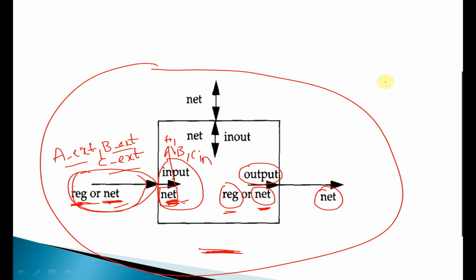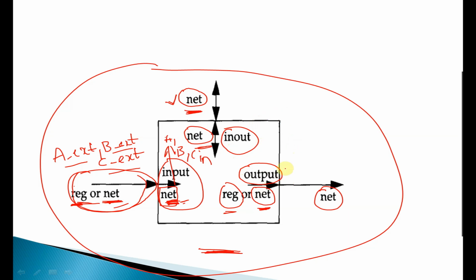And when you are using inout ports, the inout port, internal and external, both should be of only net data type. The internal port you should use with the net data type, and the external also should be of only net data type. So be careful when you are using inout ports. Internally it should be of net only, and externally it also should be of net data type.